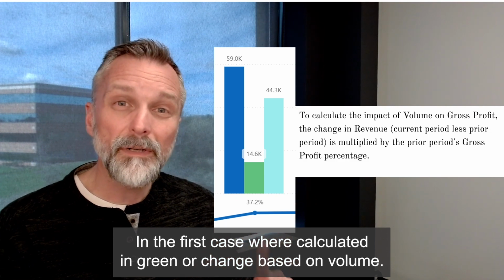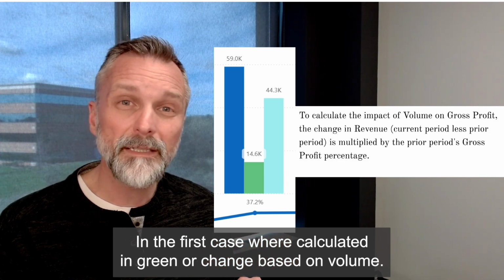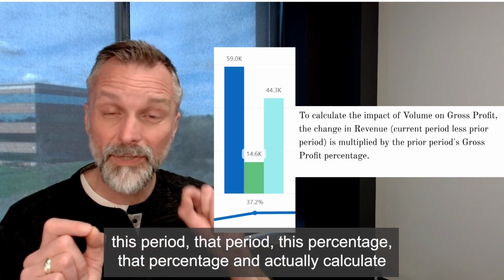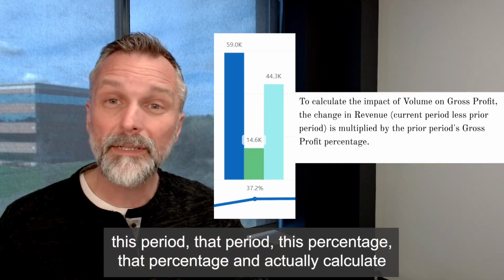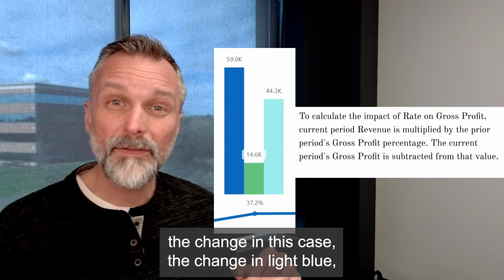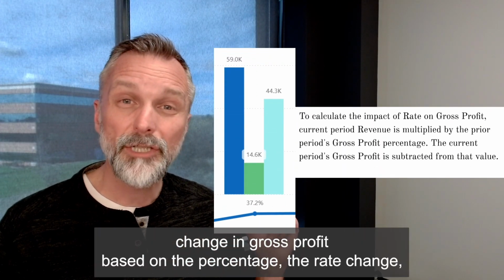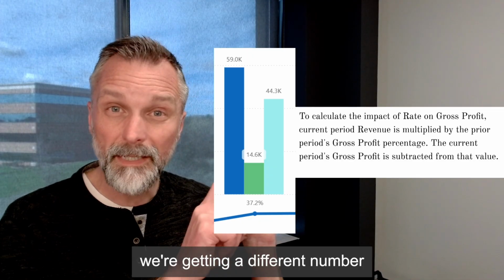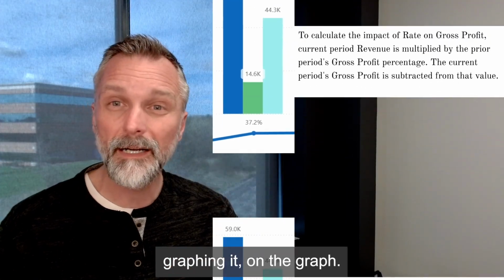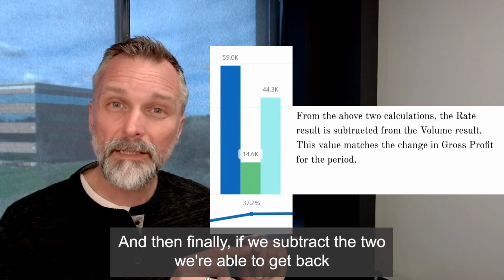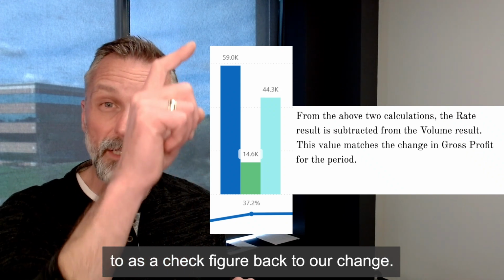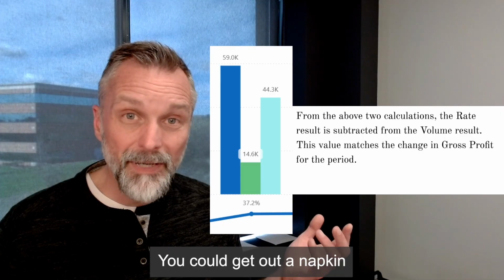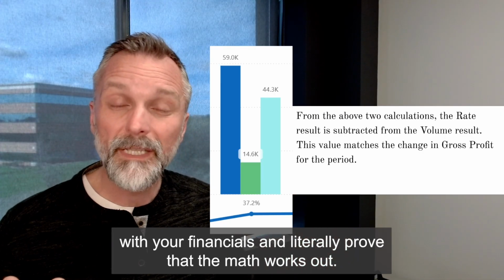In the first case, we're calculating in green our change based on volume. And so you could literally, from the financials, take this period, this percentage, that percentage, and actually calculate the change. In this case, the change in light blue, change in gross profit based on the percentage, the rate change. We're getting a different number, graphing it on the graph. And then finally, if we subtract the two, we're able to get back to, as a check figure, our change. So you could pause, you could reread that, you could get out a napkin with your financials and literally prove that the math works out.